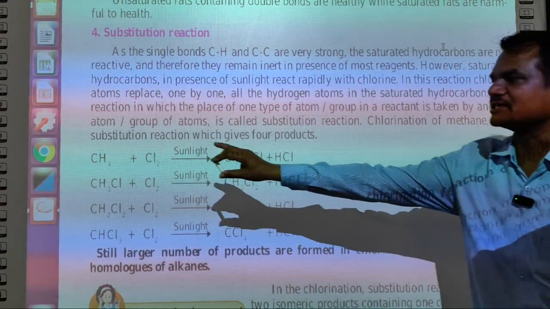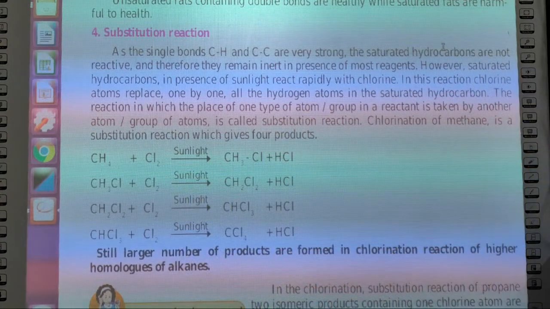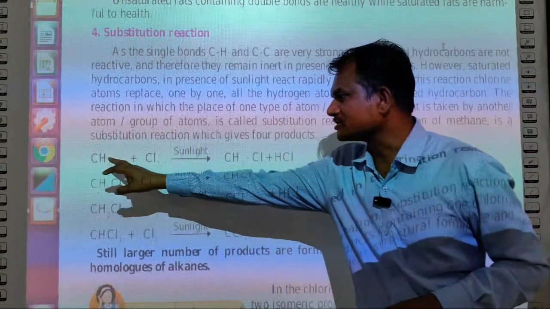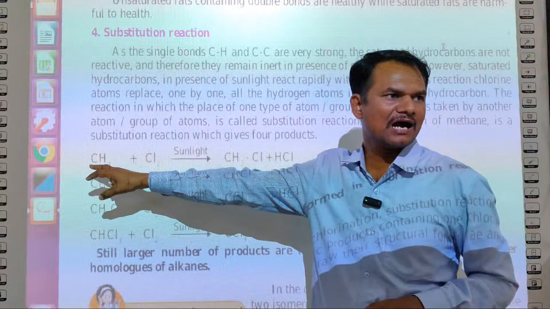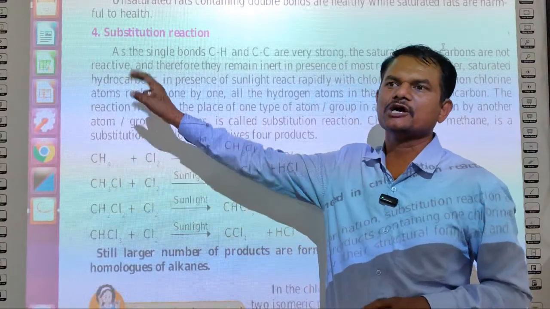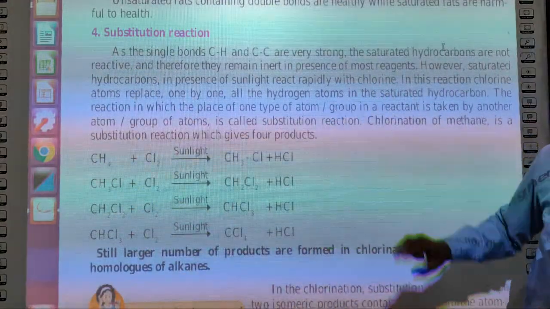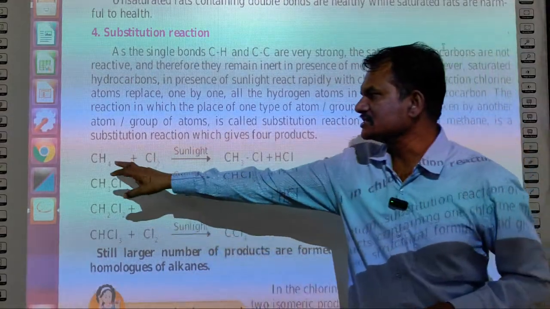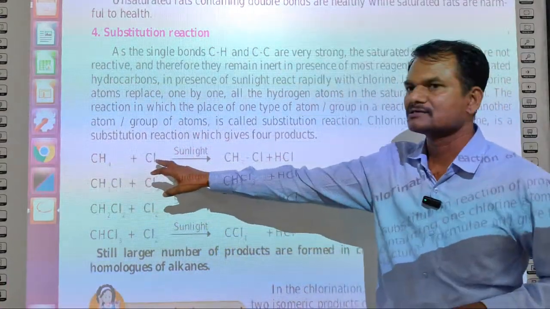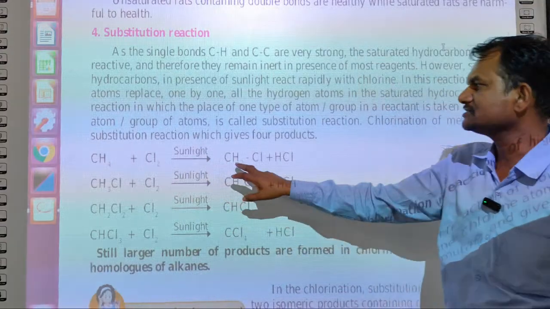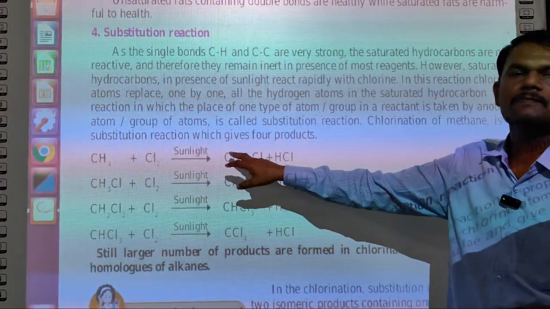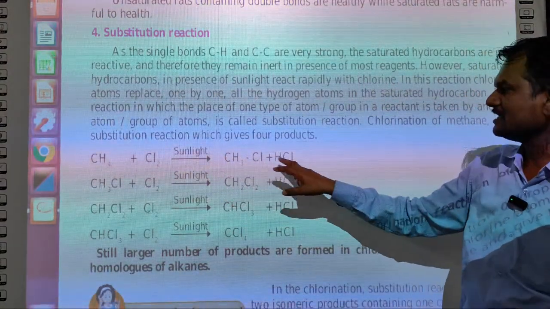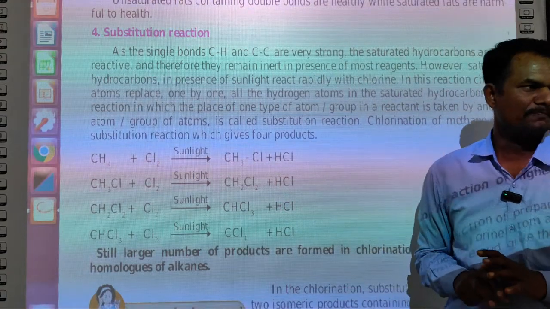Substitution reaction takes place in saturated hydrocarbon. One hydrogen from the saturated hydrocarbon is removed and replaced by another atom. It's called a substitution reaction. If in CH4 one hydrogen is replaced by chlorine, then CH3Cl, chloromethane, and HCl are formed.